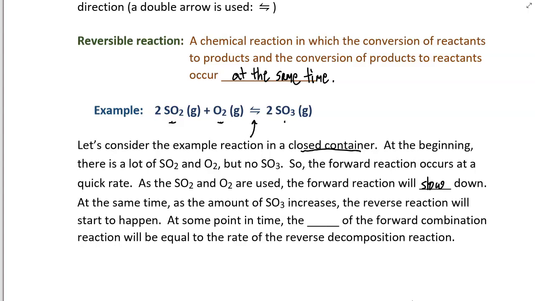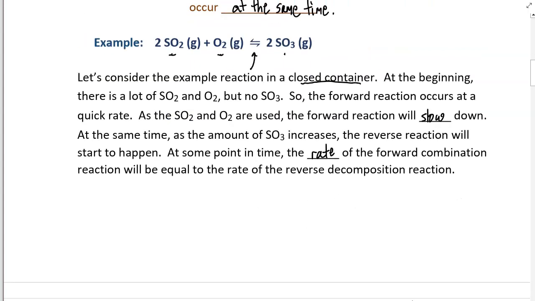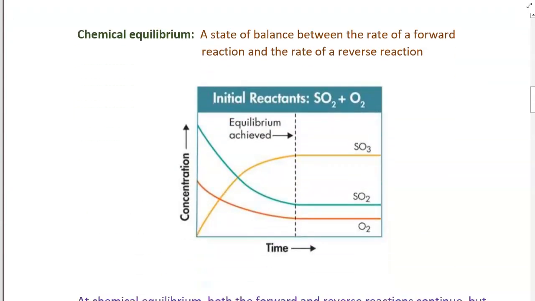There will be some point in time that the rate of the forward reaction is equal to the rate of the reverse reaction. That point in time where the forward rate and the reverse rate are equal to each other is called the equilibrium point.